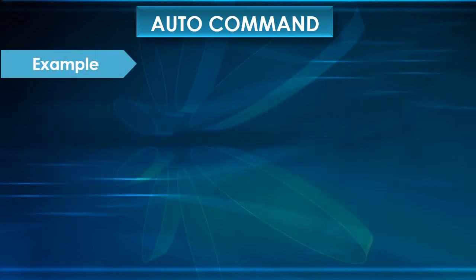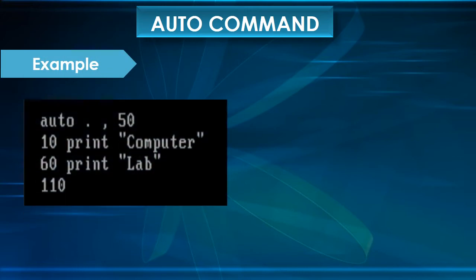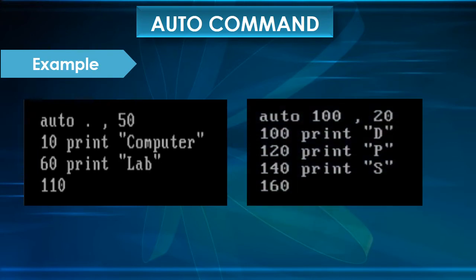Here are some more examples for auto command. Auto dot comma 50 means the dot indicates that it will follow the previous line numbers, comma 50 means with the increment 50. As you can see, the line numbers are 10, then 60, and then 110. In another example, I have typed auto 100, comma 20, which means that it will start from line number 100 and will give the increment as 20. So the line numbers are 100, 120, 140, 160, and so on.